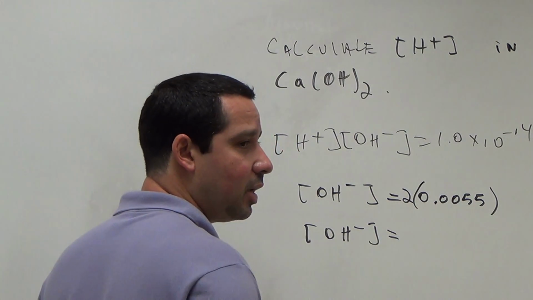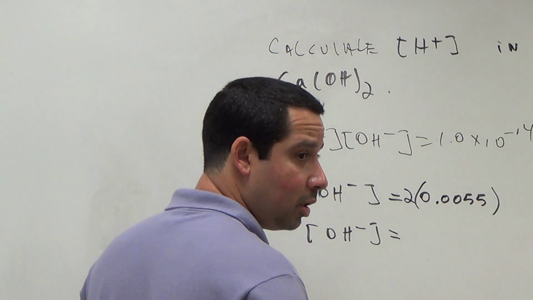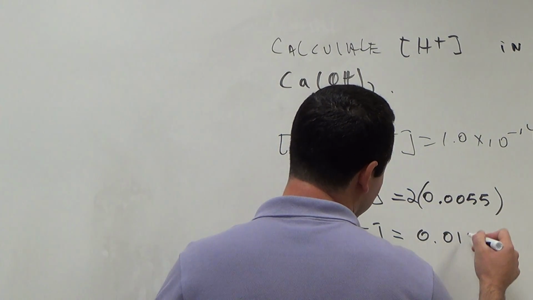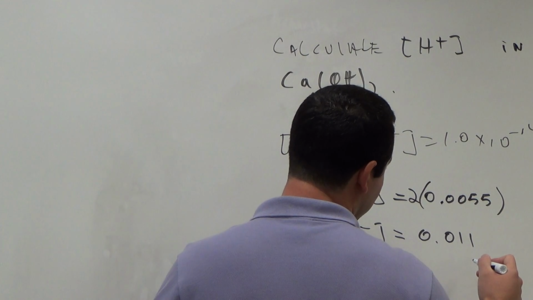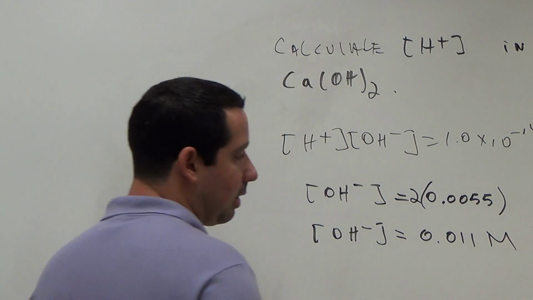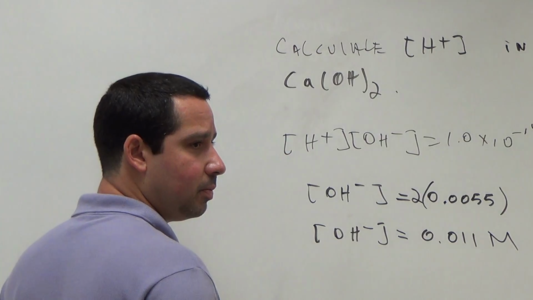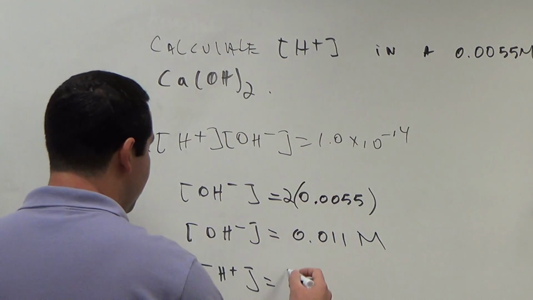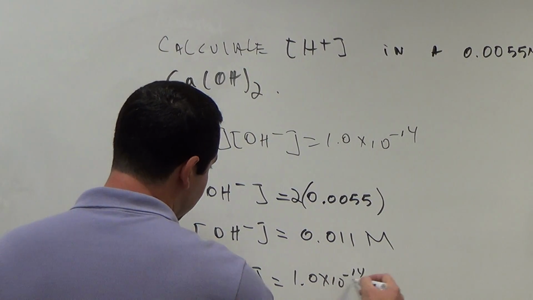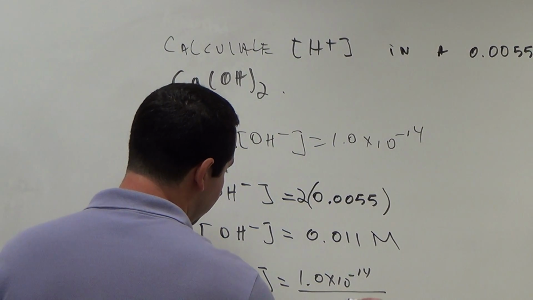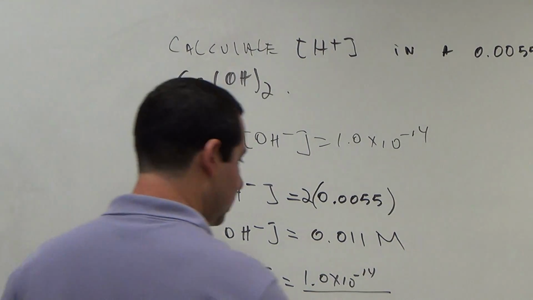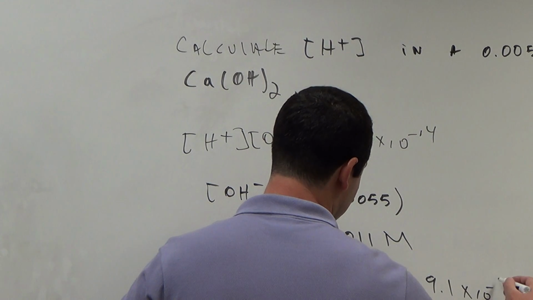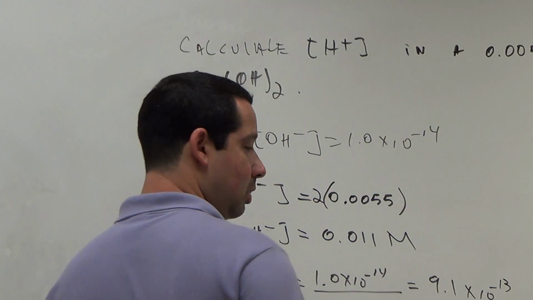You multiply that. 0.011. Molarity. What is it that I'm looking for? H plus. So 1.0 times 10 to the minus 14 divided by 0.011, what's that equal to? 9.1 times 10 to the negative 13 molarity.